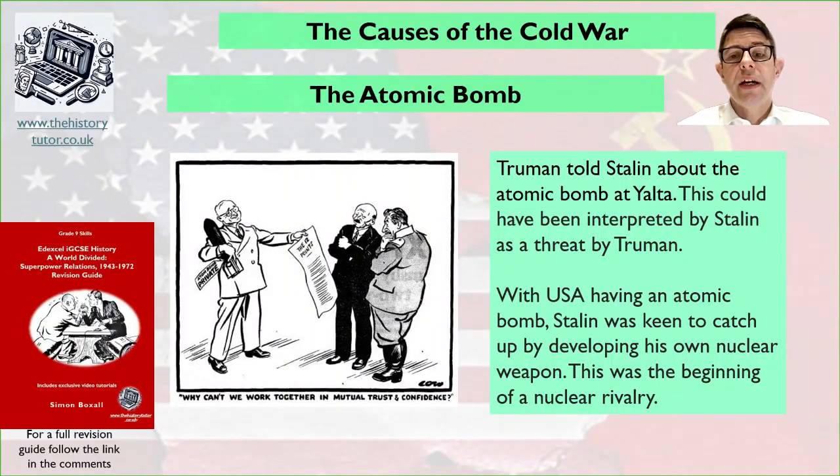Truman told Stalin about an atomic bomb at the Yalta Conference. This could have been misinterpreted by Stalin as a threat by Truman. With the USA having an atomic bomb, Stalin was keen to catch up by developing his own nuclear weapon. This was the beginning of a nuclear rivalry. And of course, the atomic bomb could be used by America to end the war quickly so that Russia was not going to help in the war against Japan, potentially expand in the East like they'd expanded in the West.